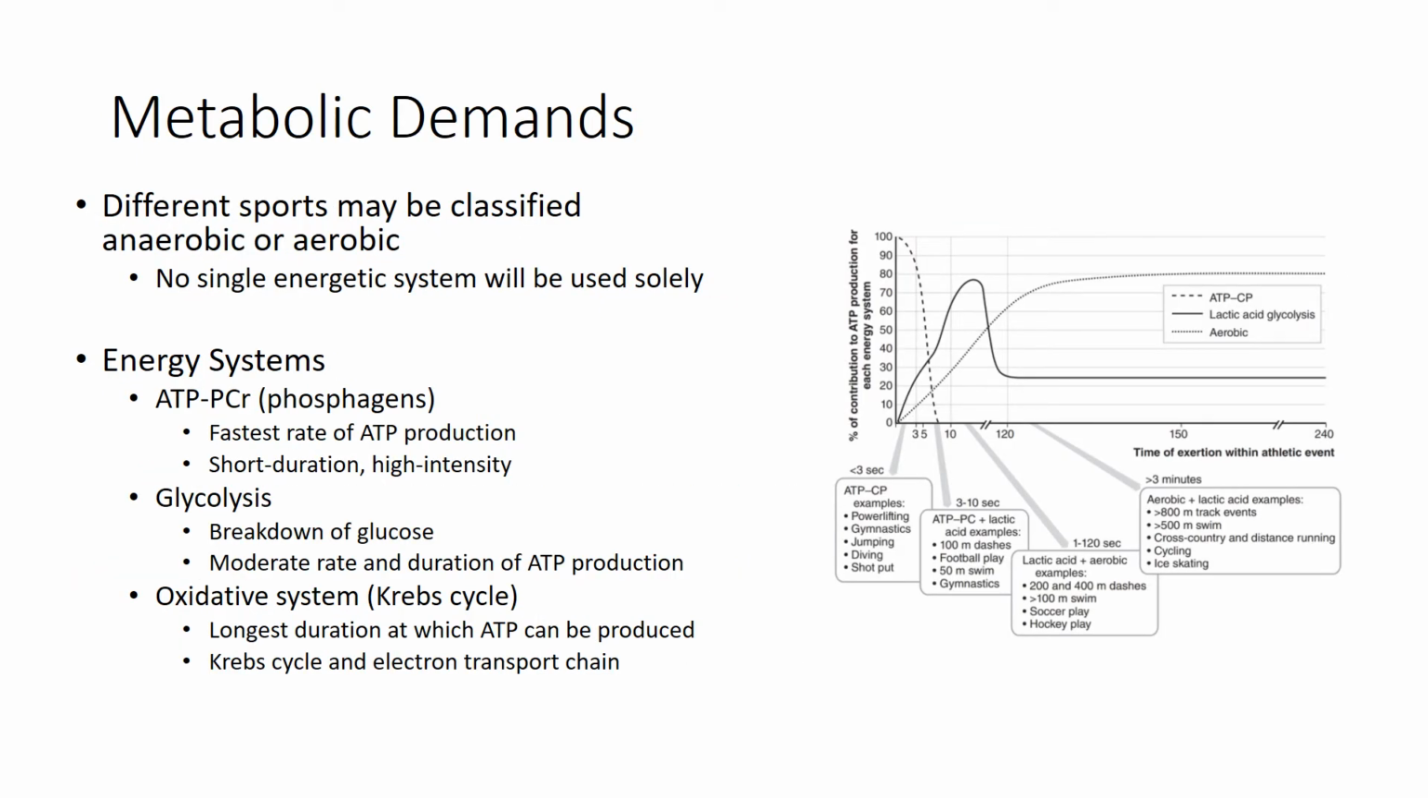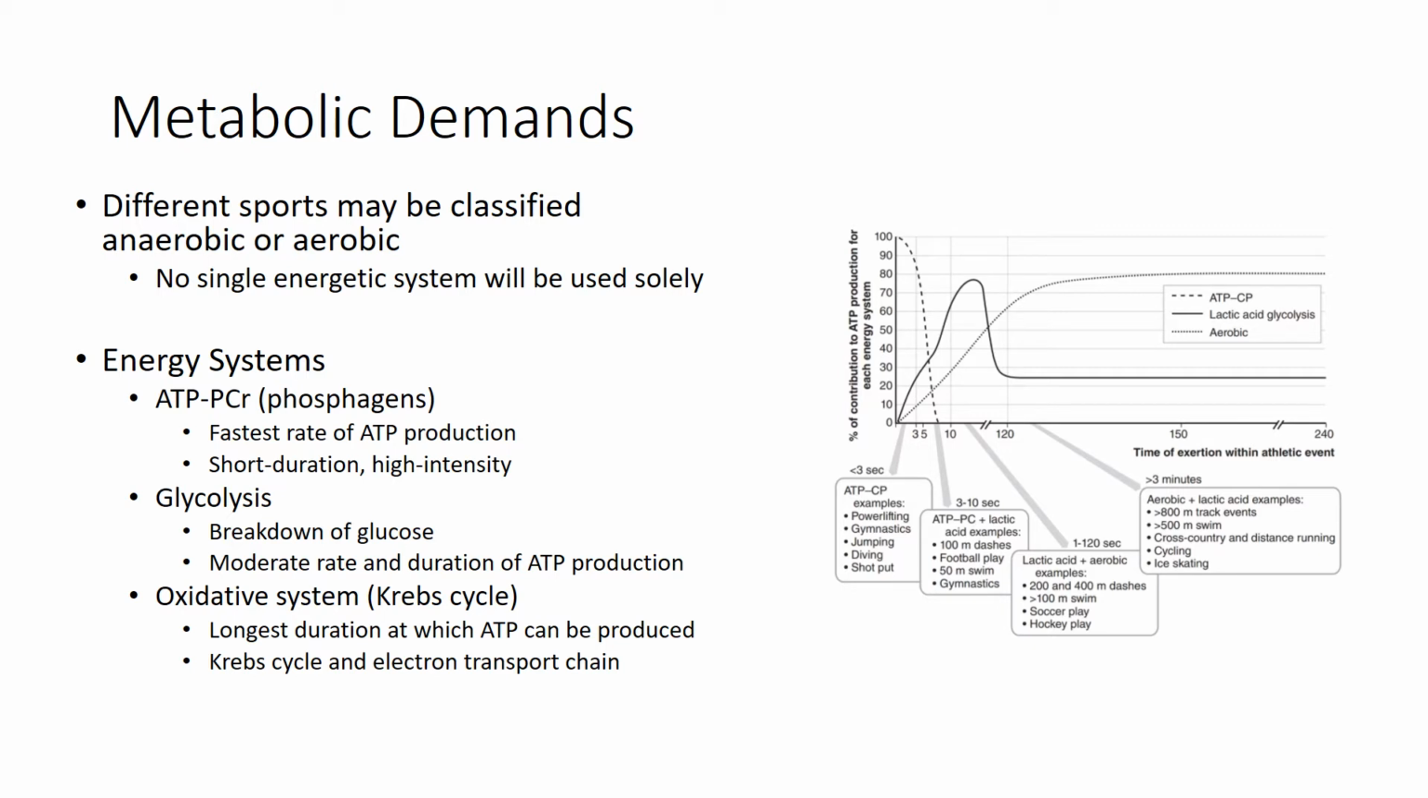Although sports are either described as anaerobic or aerobic, no sport will tax a single energetic system alone. The level of oxygen required within the system goes from low to high in order to sustain activity. So for example, the amount of oxygen required to perform a 1RM is a lot lower compared to the amount of oxygen required for running a marathon.